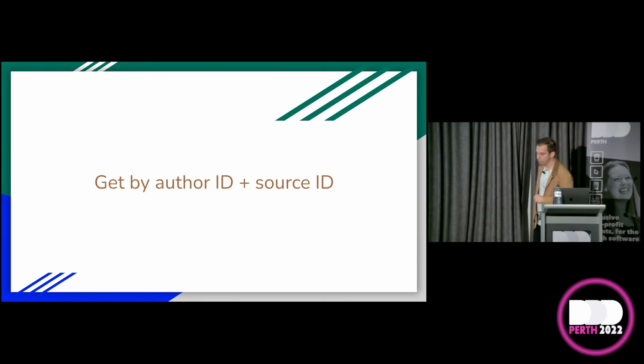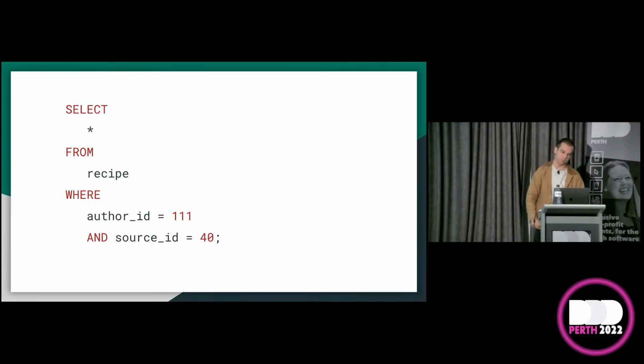So now product has asked us, hey, we don't just want author ID, we also want source ID, which is where we're getting that, because we're aggregating these recipes from different sources and stuff like that. So our query is going to be something like so. Okay, cool.